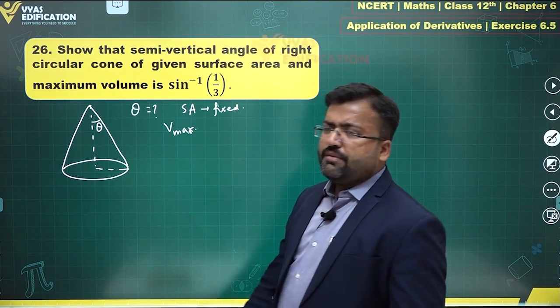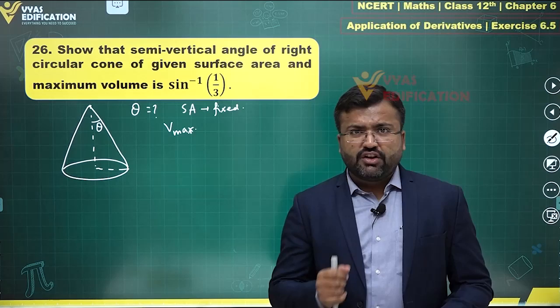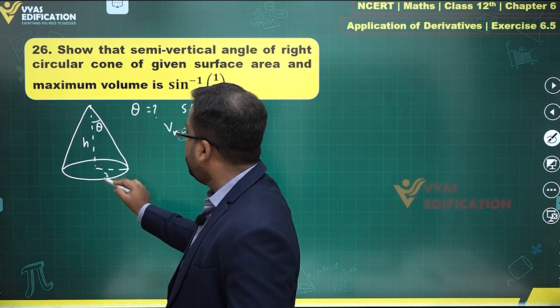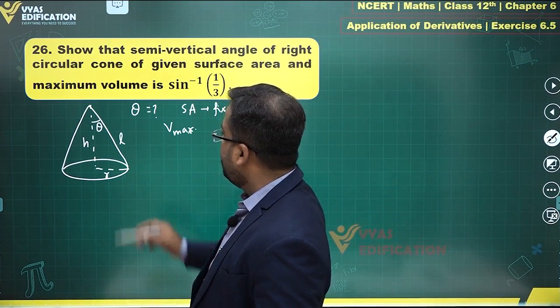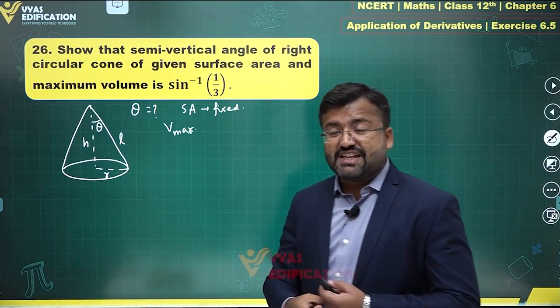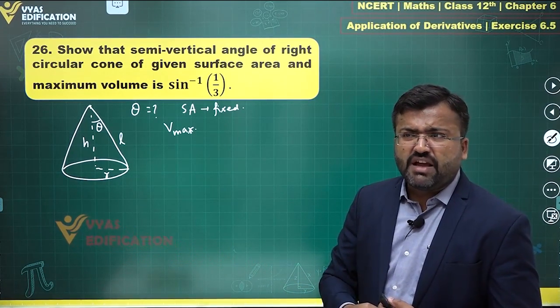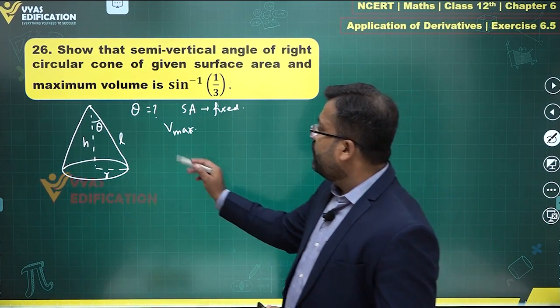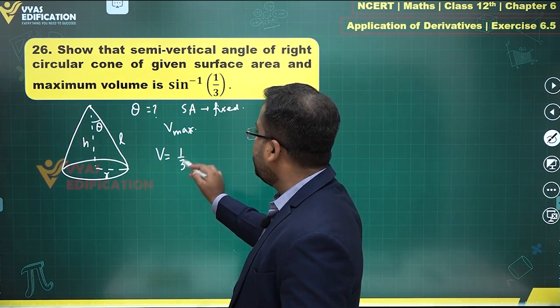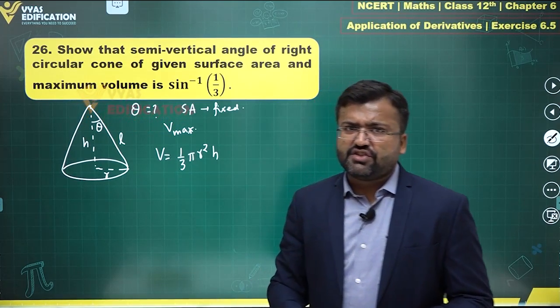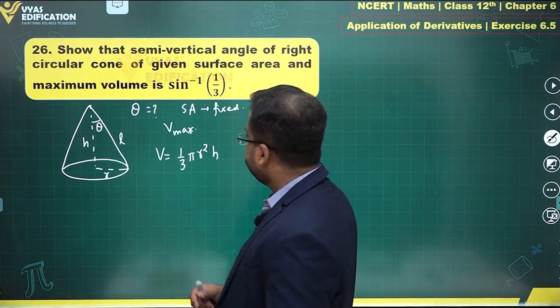Okay. So volume has to be written in terms of one particular variable, and which variable can we use over here? Let's say this is H, this is R, and this will be L. Oh, there are so many unknowns, so many variables, yes. But we have only one surface area, and that is fixed. So at most we can eliminate one variable from here. What is the formula for V? V is 1 by 3 pi R square H.